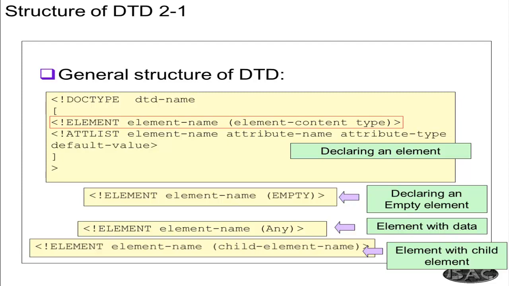So what we have seen is that an element can be empty, meaning it cannot have any child element. It can have any child element, or it can have a well defined child element. So this gives a proper structure so that a particular element in an XML file can be restricted the way you want.